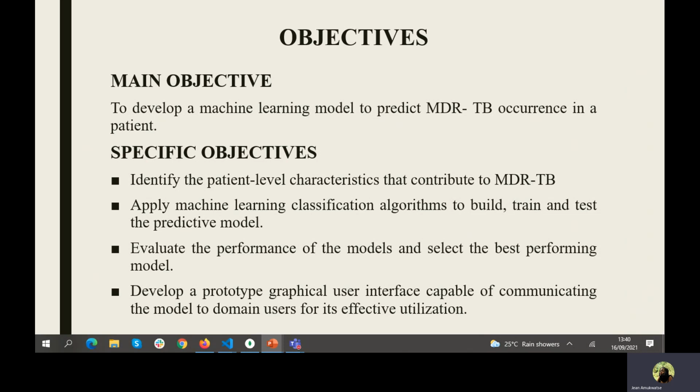And the key specific objectives are: one, to identify the patient-level characteristics that contribute to MDR TB; to also apply machine learning classification algorithms to train and test the predictive model that will be developed; to also evaluate the performance of the models and select the best performing model; and then finally to develop a prototype, which is a graphical user interface capable of communicating the model to the domain users for its effective utilization.